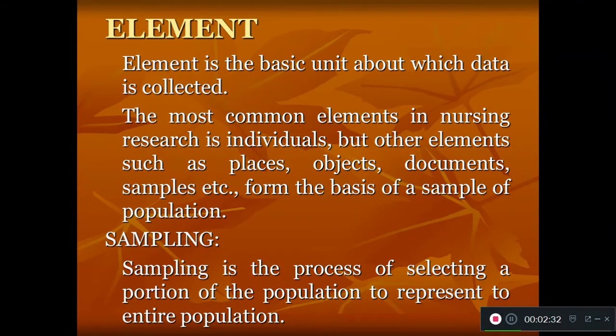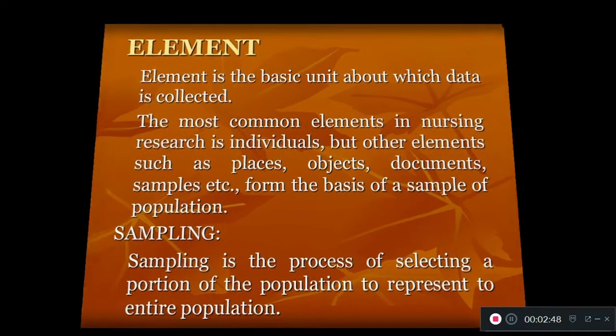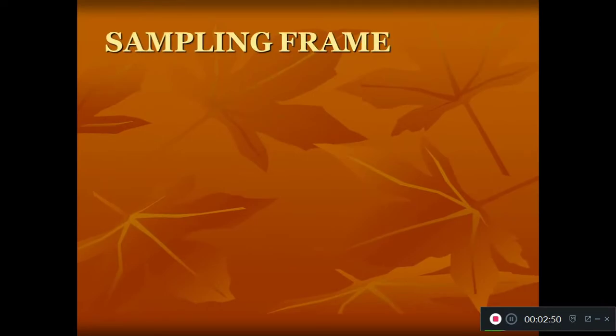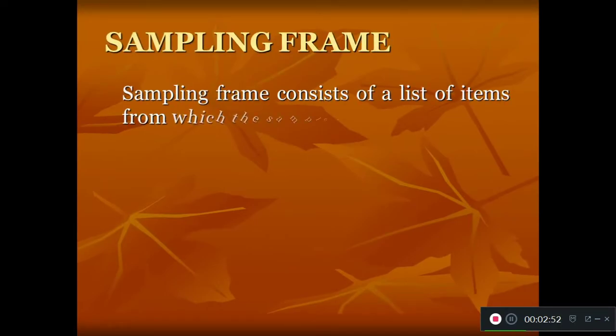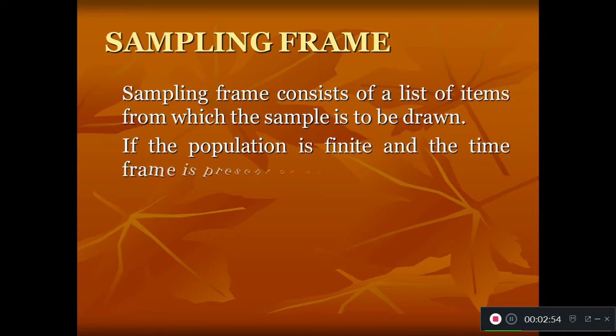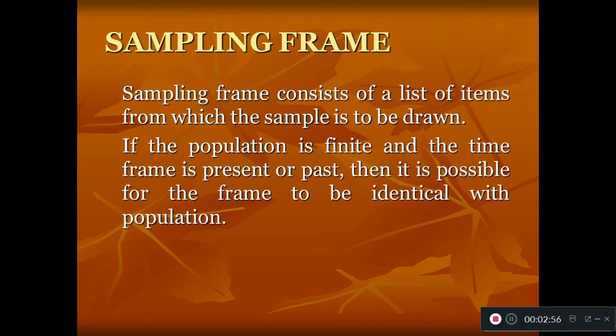So this already we have discussed, and mostly in nursing research, the element can be human beings most of the times. But generally in research, the element can be a place, or it can be object, or it can be any documents, etc. Now the next is what is sampling frame? That also we have seen. Sampling frame consists of a list of items from which the sample to be drawn.